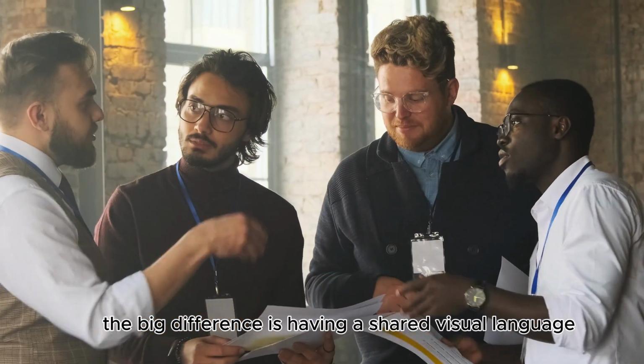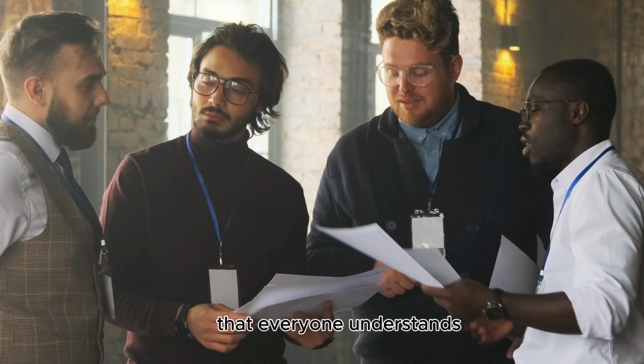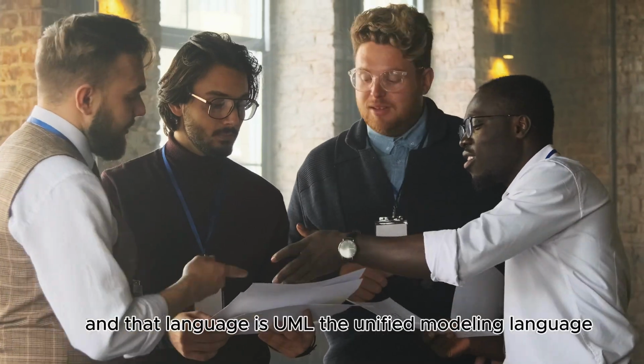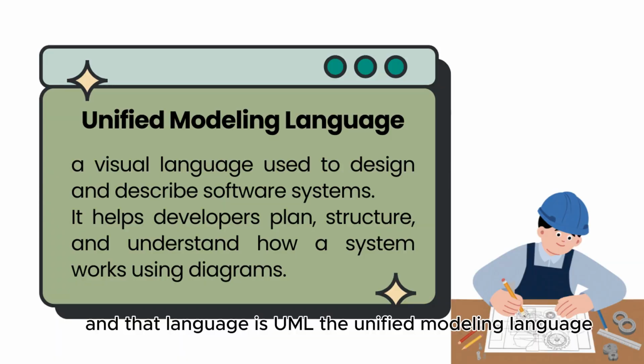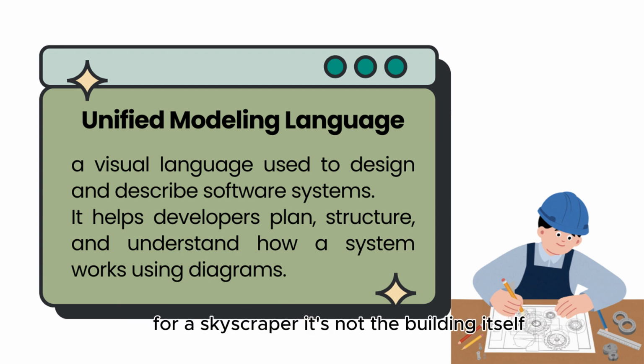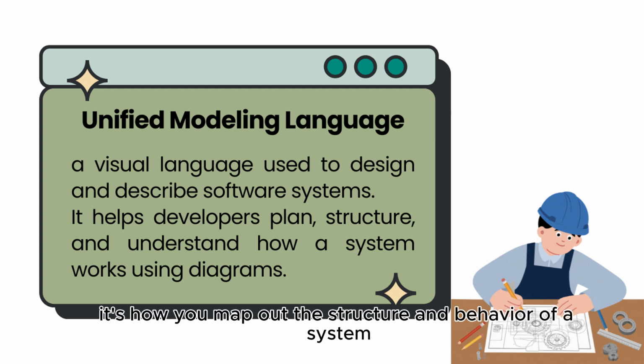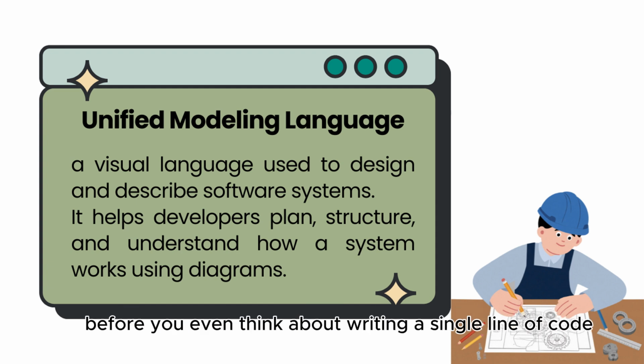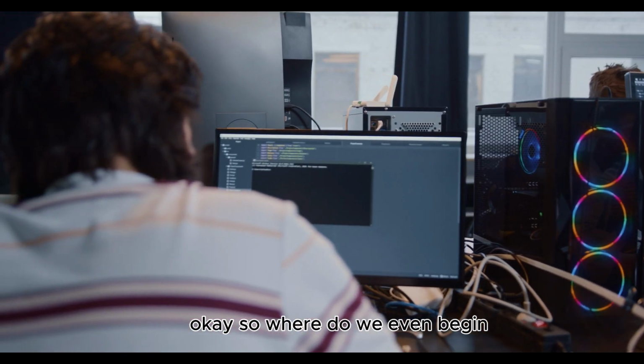The big difference is having a shared visual language that everyone understands. And that language is UML, the Unified Modeling Language. I want you to think of it exactly like an architect's blueprint for a skyscraper. It's not the building itself, of course, but it is the standard visual guide that every single person on the project follows to make sure the walls line up and the plumbing actually connects. It's how you map out the structure and behavior of a system before you even think about writing a single line of code.